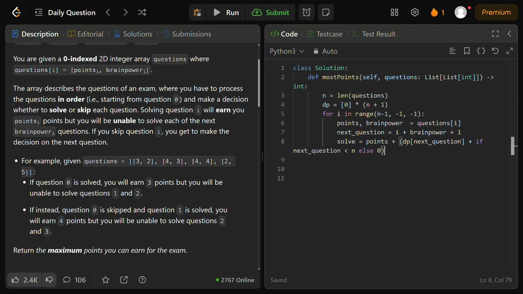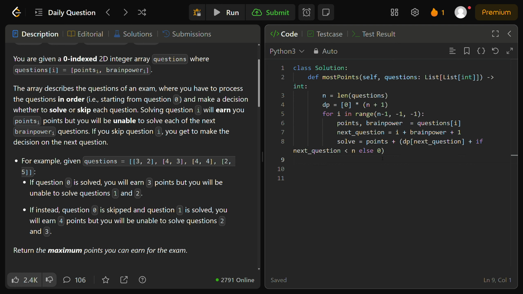Because that's going to be the index of the next question that we jump to, because we have to skip the next brainpower questions, which we already calculated the logic for on line 7. So we're adding the number of points to the next index that we jump to, but we're only going to do this if the next question is less than n, meaning if we don't go out of bounds. If we go out of bounds, then we simply add 0, because then we simply just take the points from the current question, right?